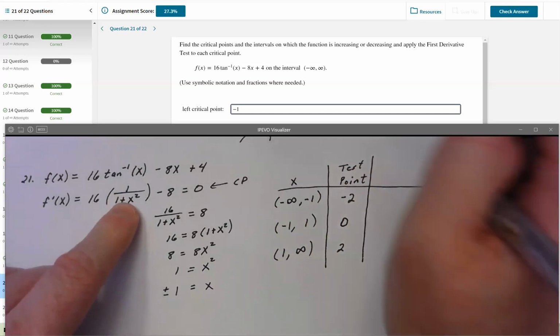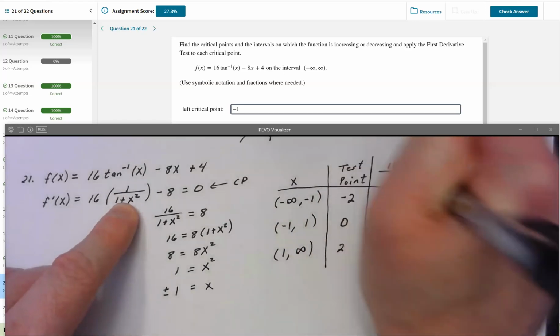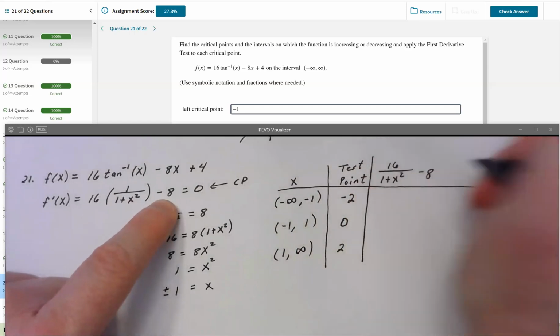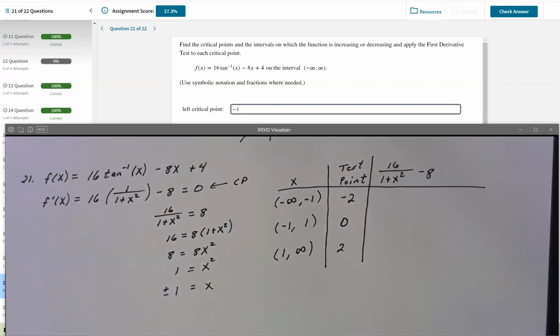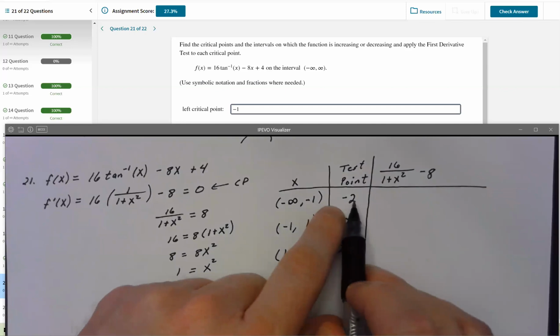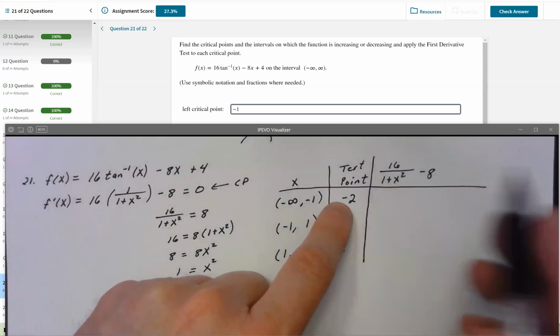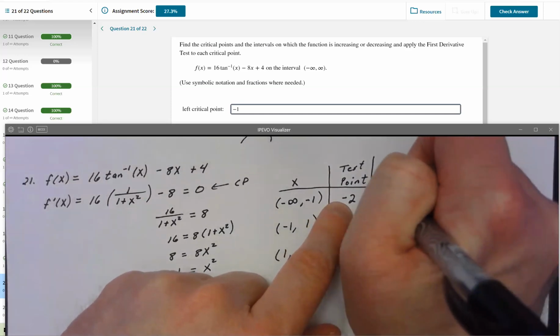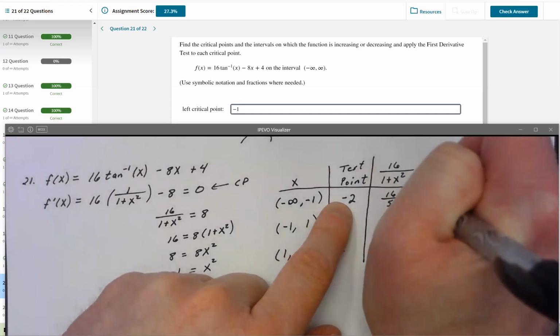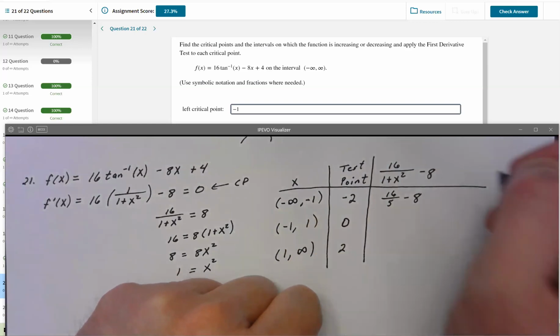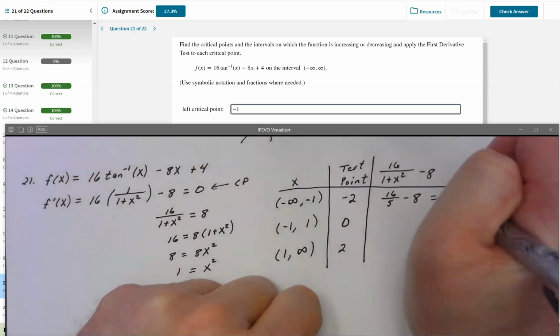Now, my first derivative was 16 over the group 1 plus x squared, and then we have minus 8. And all we're trying to do is determine the sign of this first derivative at each of these values. So, for example, if I plugged a negative 2 into this, that's going to give me a positive 4 plus 1. Your denominator is 5. You're going to have 16 over 5 minus 8. I don't have to worry about the specific number. I know 16 over 5 is less than 4, and any number less than 4 minus 8 is a negative.